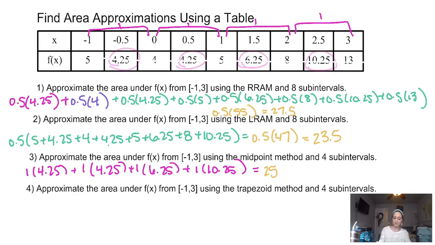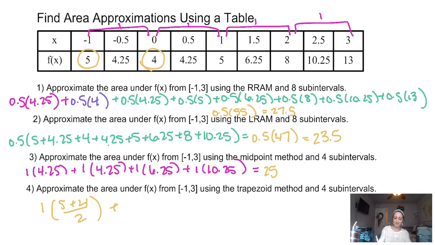Okay, last one, trapezoid. Still 4 subintervals, so I can keep my bases. Now for my height, what word do I want you to connect to trapezoid? I want you to connect the word average. Okay, so for my height, for this first one, I'm going to average 5 and 4. So base of 1 still, and then I'm going to average 5 and 4, right?